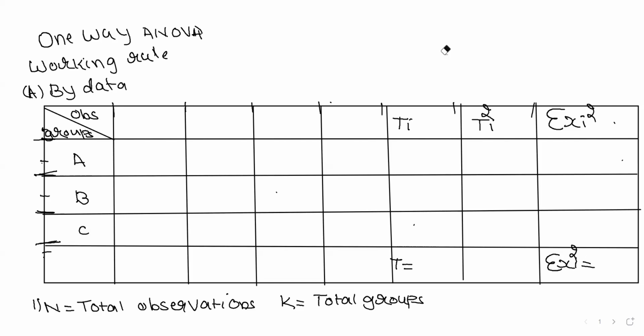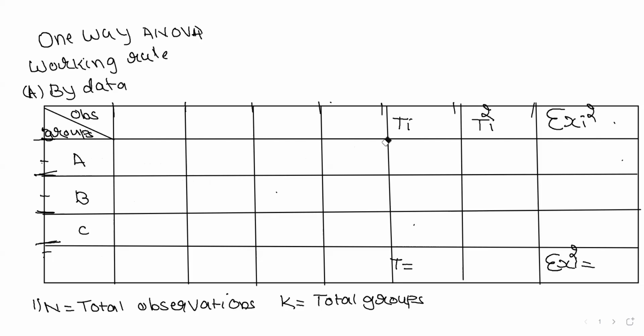Today we will do the one-way ANOVA, the working rule for one-way ANOVA. By the data, the examiner has given you this information in the problem, and it should be written like this. The groups are here and the observations in a horizontal way, and the groups you have to take in a vertical way. Now you can enter all these observation values. It may be 3 or 4 or 5 or 6.